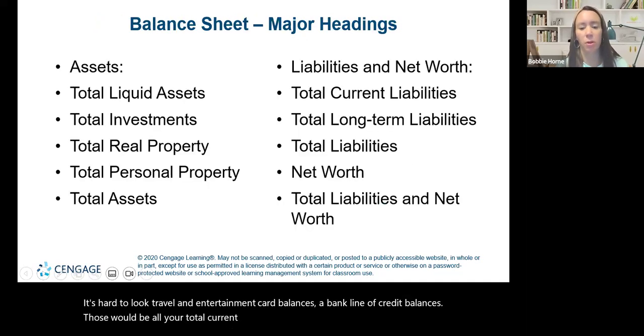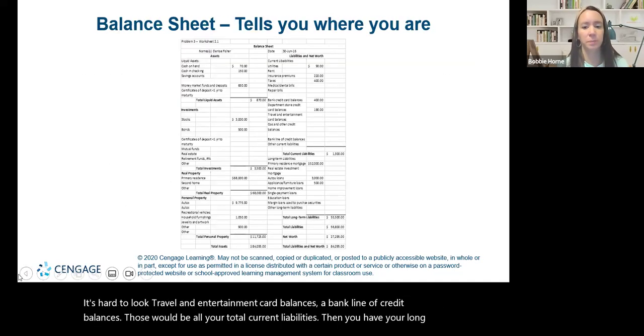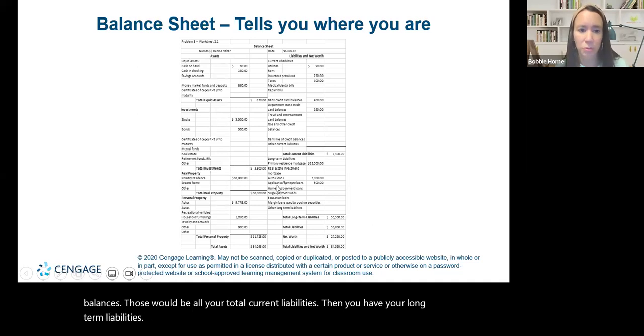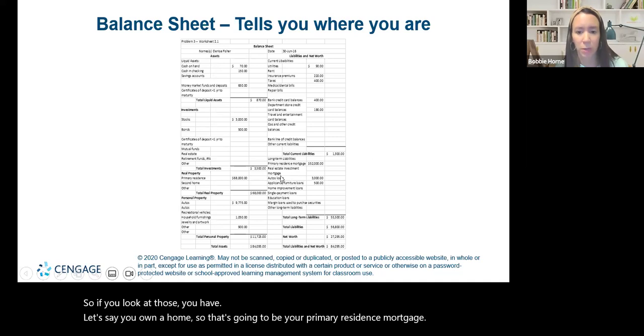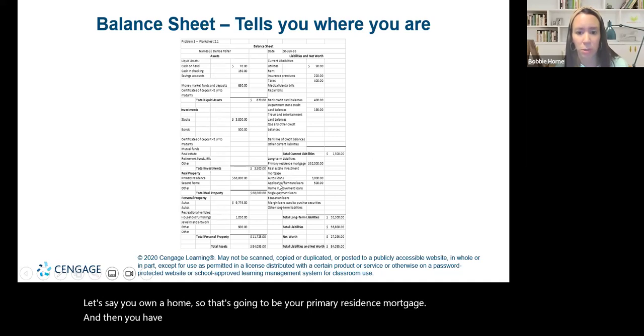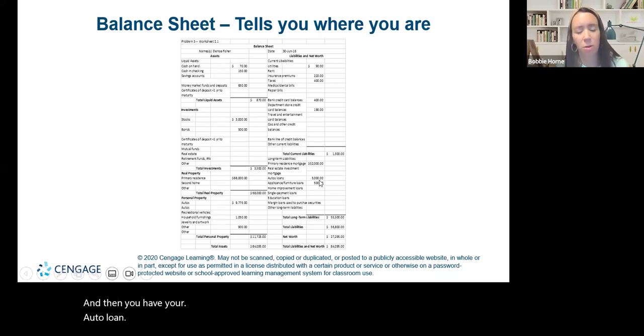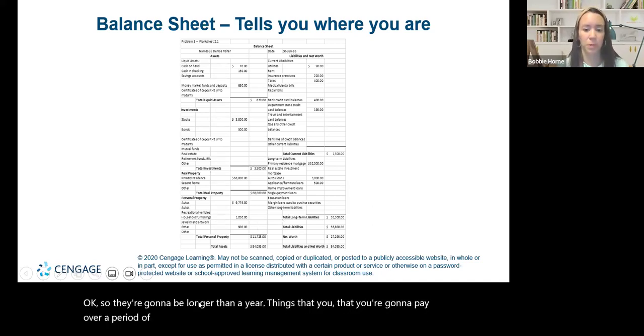Then you have your long-term liabilities. So if you look at those, you have, let's say you own a home. So that's going to be your primary residence mortgage. And then you have your auto loans. Okay, so they're going to be longer than a year. Things that you're going to pay over a period of time. Those would be long term.